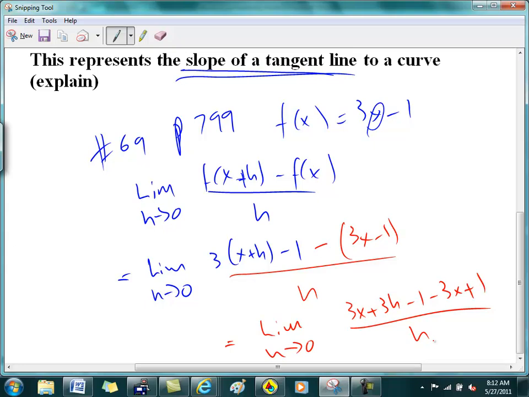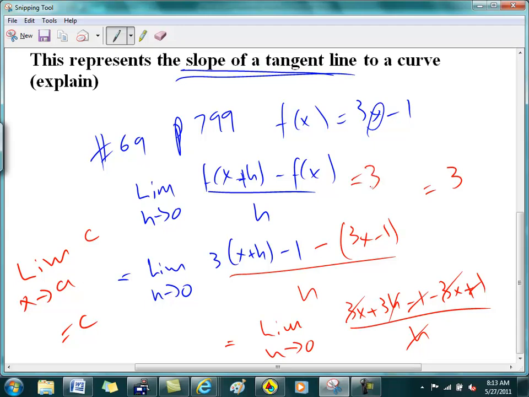Plug and chug and distribute and stuff like that. Now what do you do? You cancel the 3x, you cancel the minus 1 and plus 1, and you cancel the h's. And then you just get 3. One of the properties that we learned yesterday is that the limit as x goes to a of a constant c is c. That's one of the properties you were supposed to have copied from the text yesterday. So this limit becomes 3.